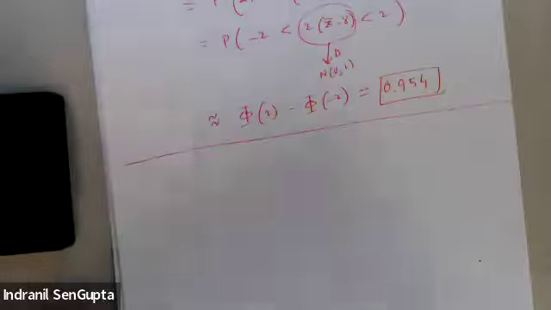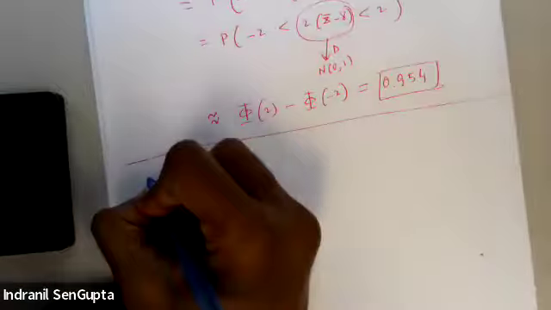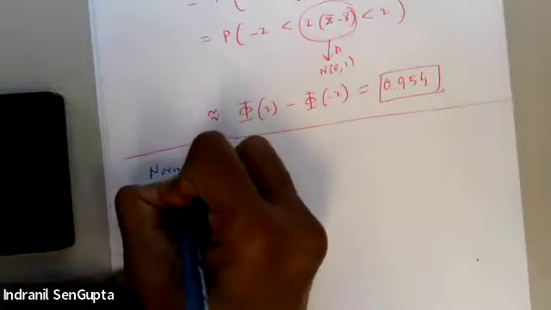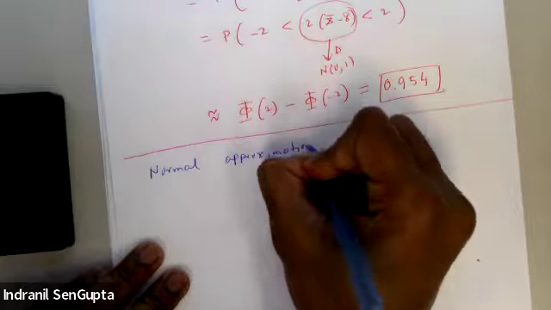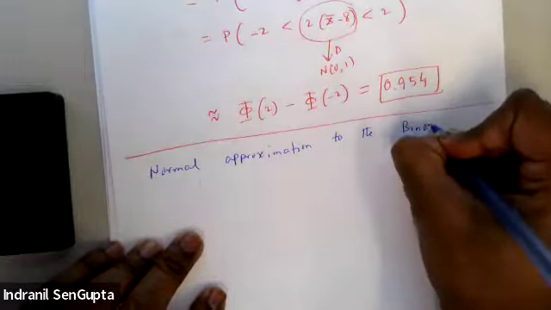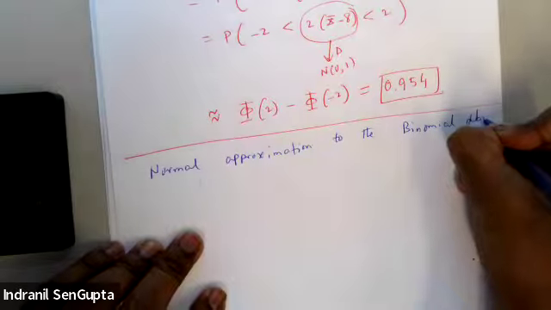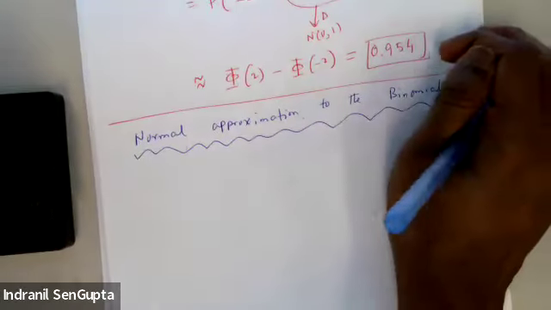All right, now at this point, let's talk about the binomial distribution a little bit, because it's a little bit special. It's called the normal approximation to the binomial distribution.